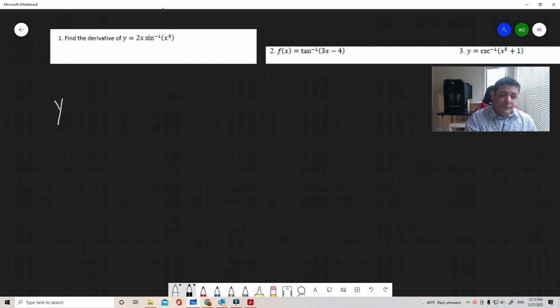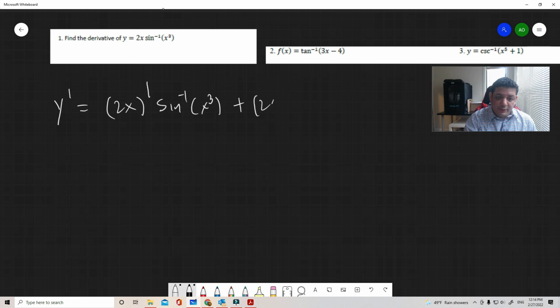the product rule. So if we have y equals 2x sine to the minus 1 of x cubed, then y prime is going to be a product rule. So we're going to have the derivative of 2x times sine to the minus 1 of x cubed, plus then 2x times the derivative of sine to the minus 1 of x cubed. Notice that the only thing that I did here was stating the derivatives. Now let's actually compute them.